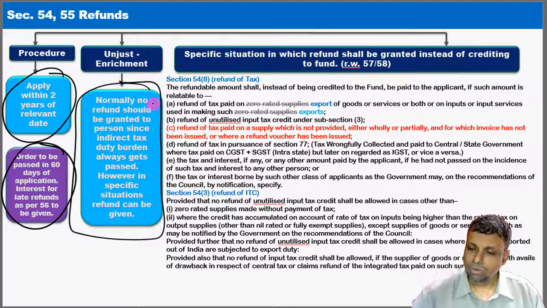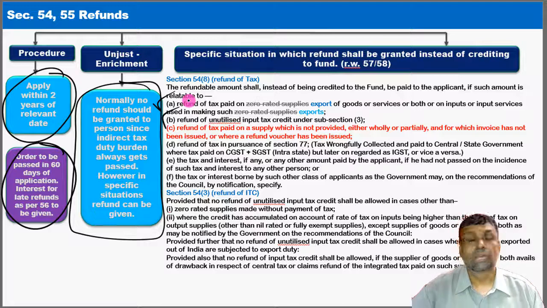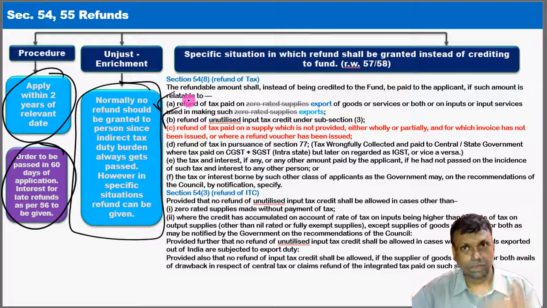Okay. Now, these are all the specific situations which are thought of by the law. There is a list of specific situations in detail that I have already discussed. In all the situations, friend, the concept is the same. The person who makes the claim of the refund should establish that you are the person who actually bears the duty burden. Only then you are entitled to the refund claim. Otherwise, you are not entitled to make any refund claim whatsoever.